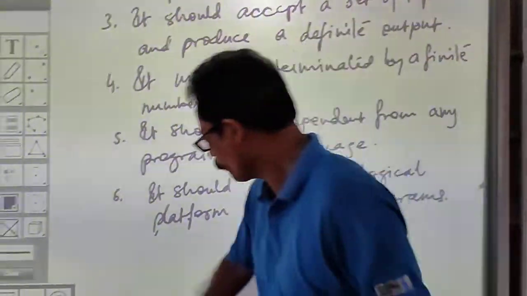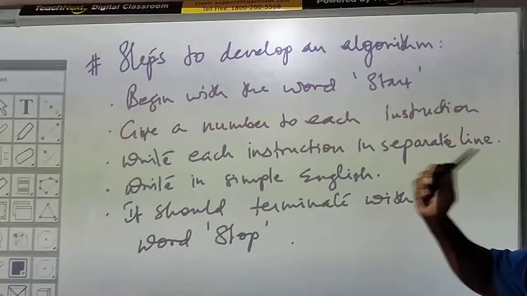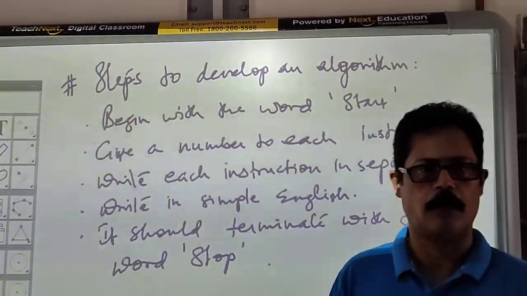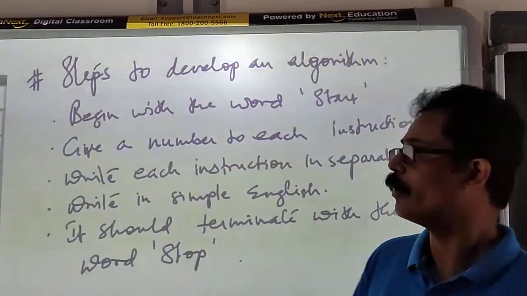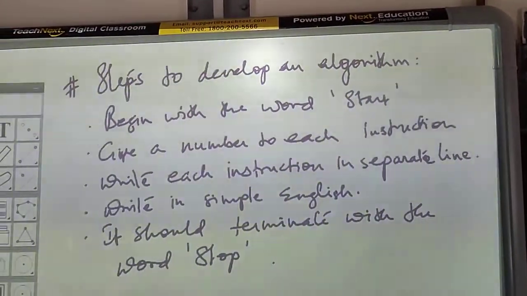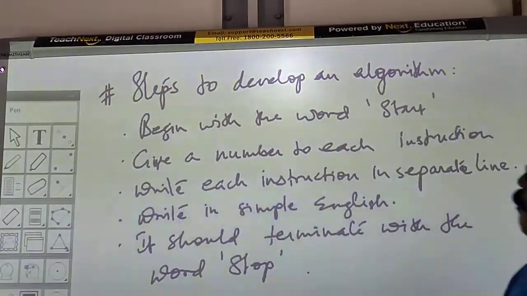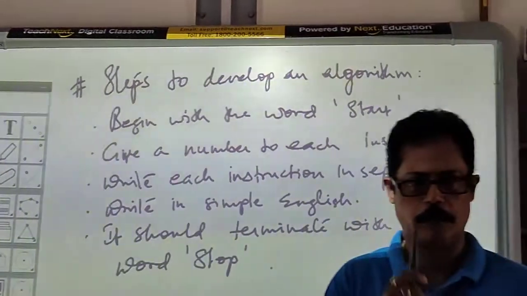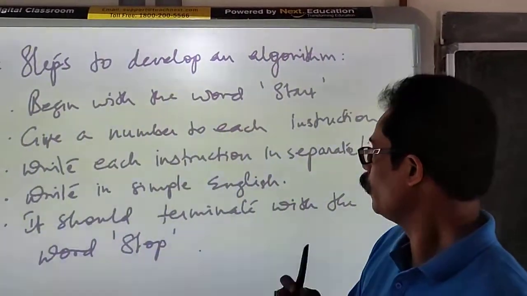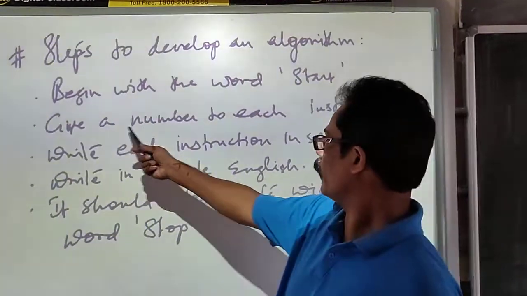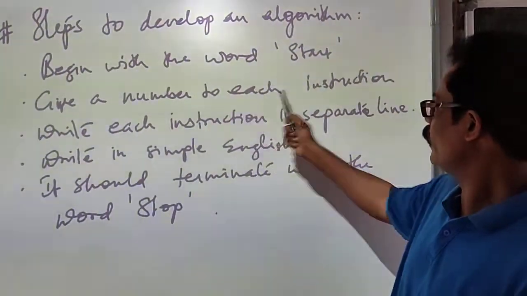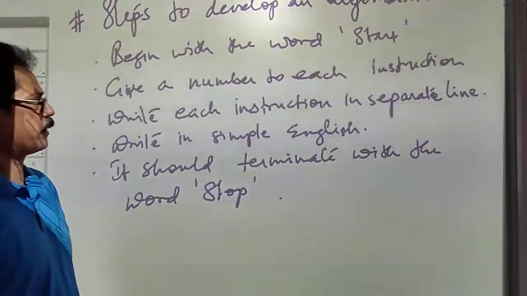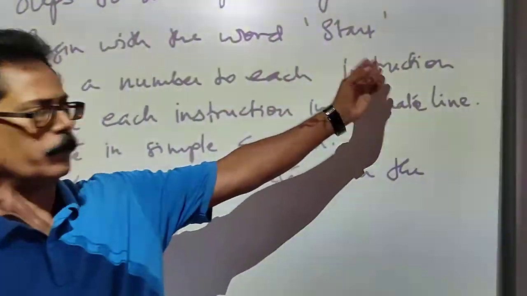Then we have the next one, that is the steps to develop an algorithm. This is another important part. How to create an algorithm, how to write an algorithm. When you create an algorithm, the first step is that it should begin with the word start. Please remember, it should always begin with the word start. Then you give a number to each instruction. When you give this number, that is a step. Each instruction refers to a step.